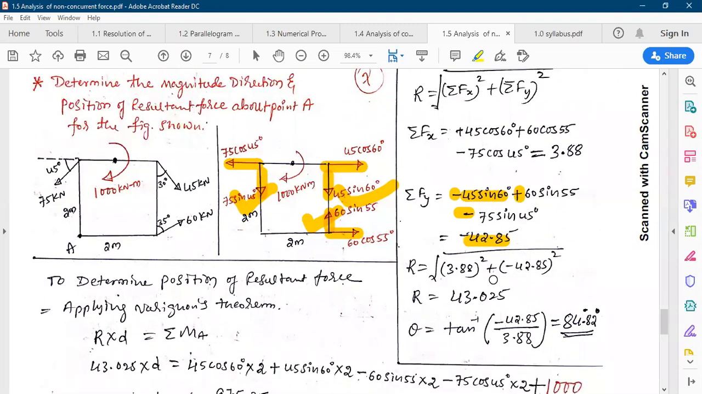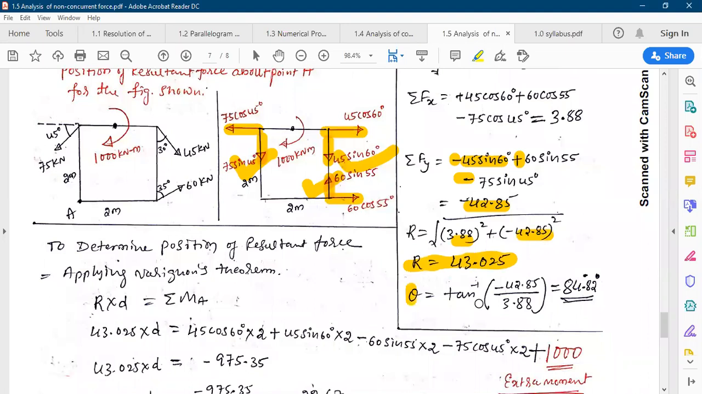So we can substitute into this formula, sigma Fx squared and sigma Fy squared. Apply the sigma Fx value, 3.88 whole squared, plus 42.85 whole squared. The end result is that the magnitude of the resultant is 43.025. Similarly, for the direction of the resultant force, theta is equal to tan inverse of sigma Fy divided by sigma Fx. Sigma Fy is 42.85 and sigma Fx is 3.88. So this is the direction of the resultant force.